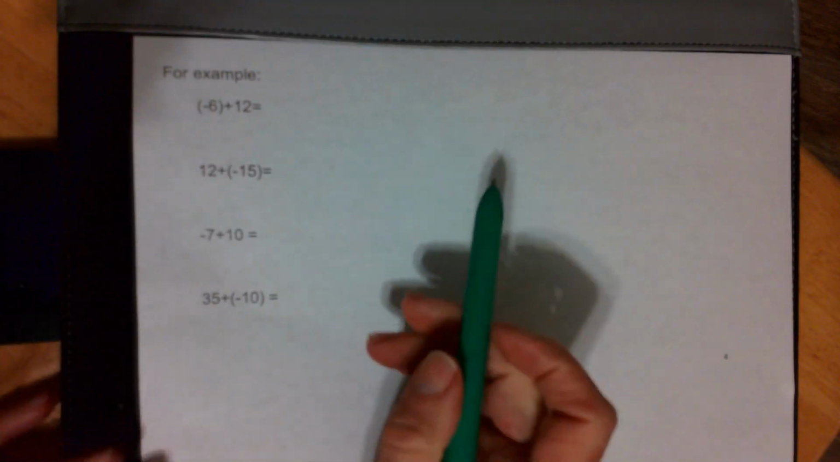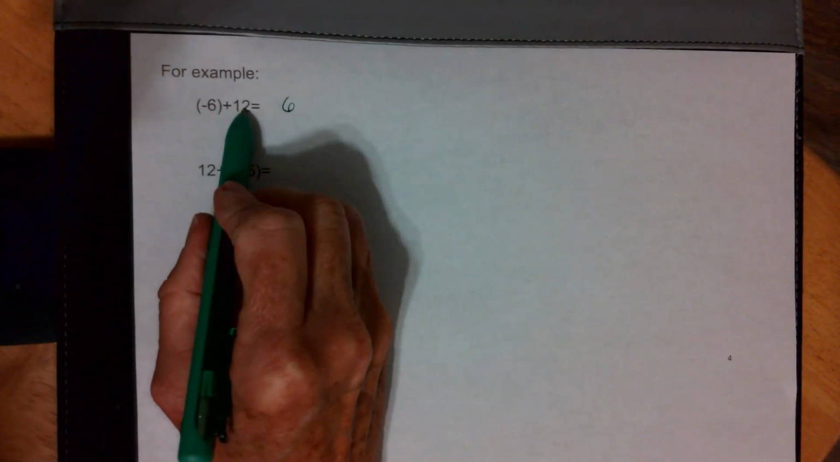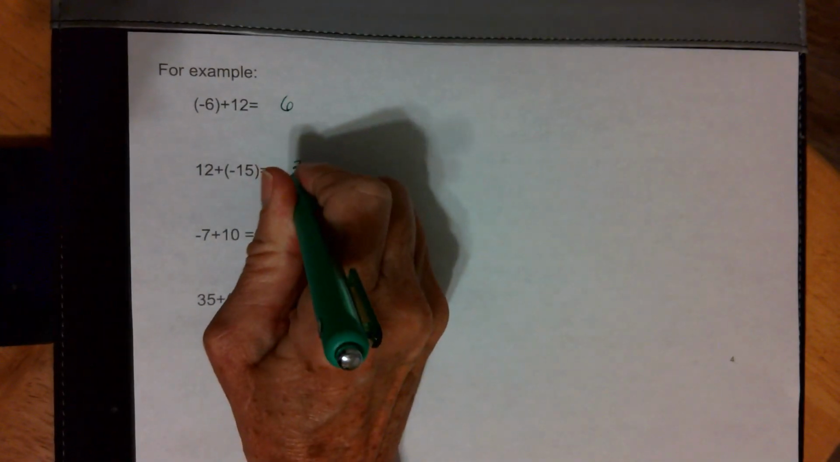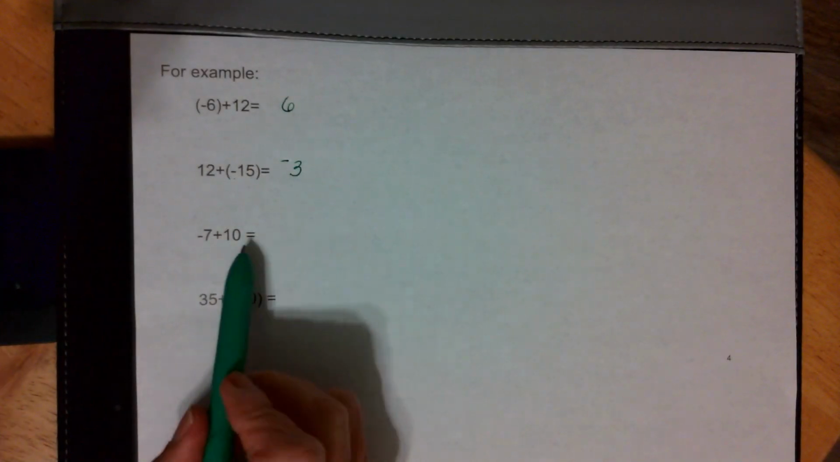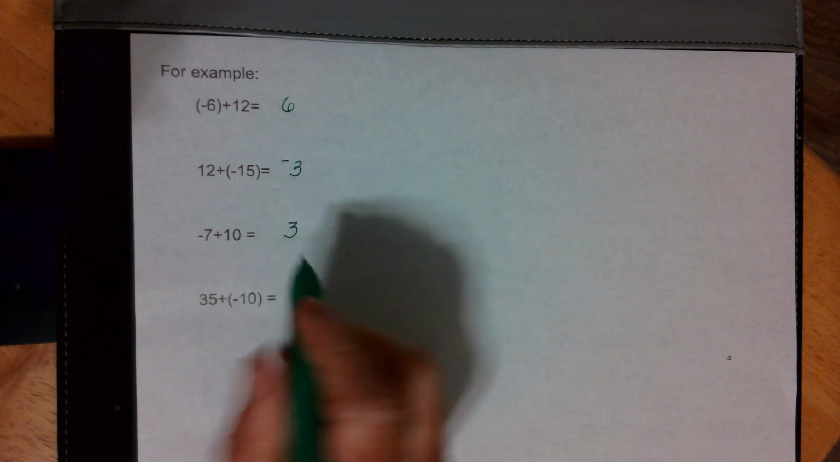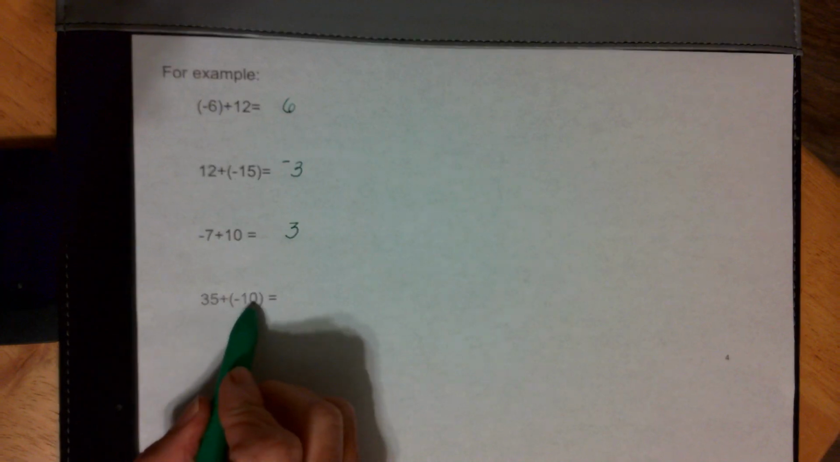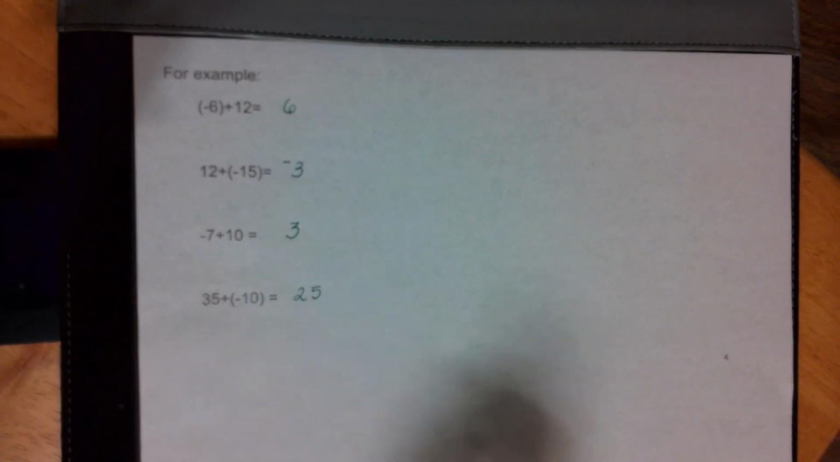So here's a few examples. Okay, 6 is smaller than 12, so 12 minus 6 is 6. The larger number is positive, so the answer is positive. 15 minus 12 is 3. The larger number is negative, so the 3 is negative. 10 minus 7 is 3. The larger number is positive, so the answer is positive. 35 minus 10 is 25. The larger number is positive, so it's positive.